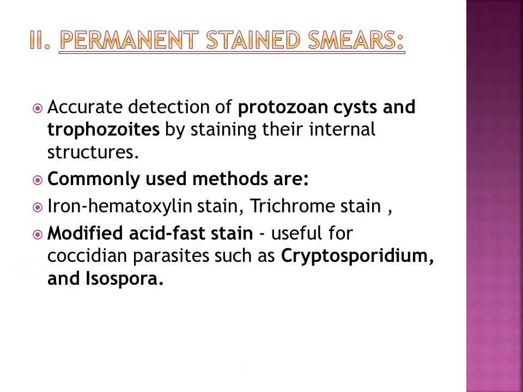Second method is the permanent stain smears. It is done for detection of protozoan cysts and trophozoites by staining their internal structures. The common methods are: first, the iron hematoxylin stain or trichrome stain, and modified acid fast stain. It is useful for the coccidian parasites like Cryptosporidium and Isospora. In that, 0.5% acid, that is H2SO4, is used, and that is why it is called modified acid fast stain. And these parasites are mostly opportunistic infections in HIV patients.